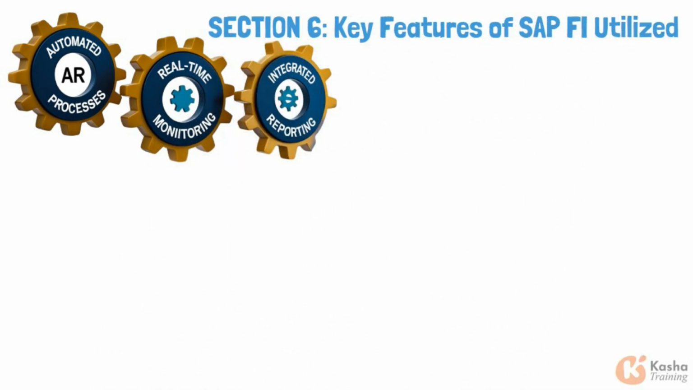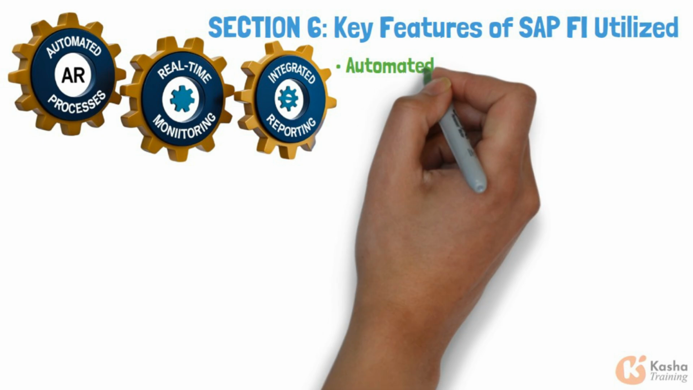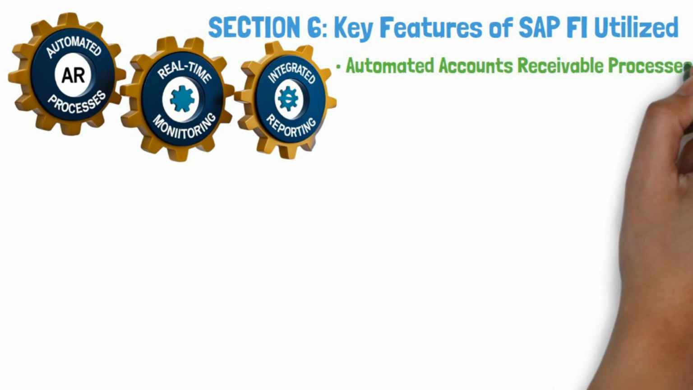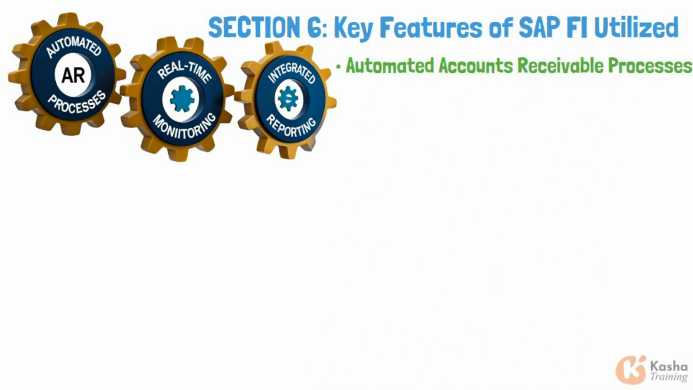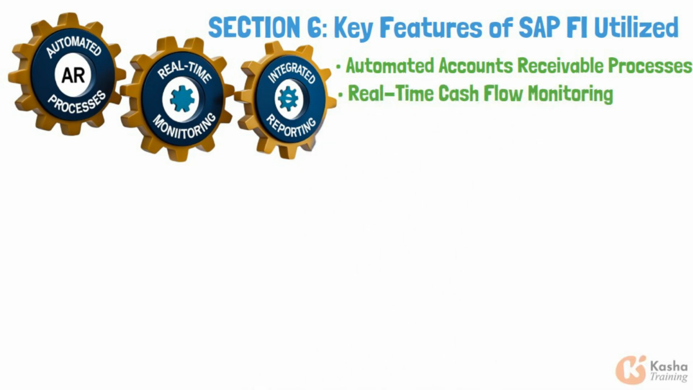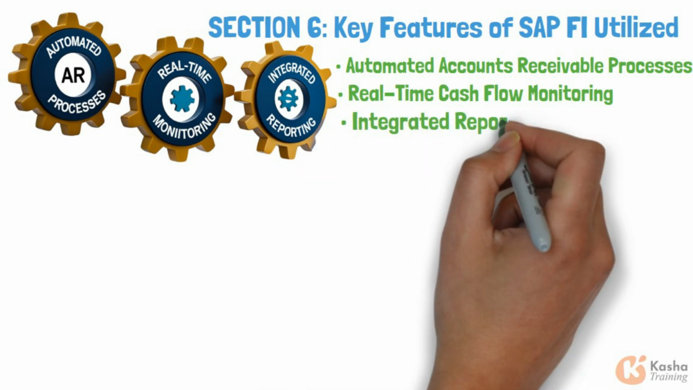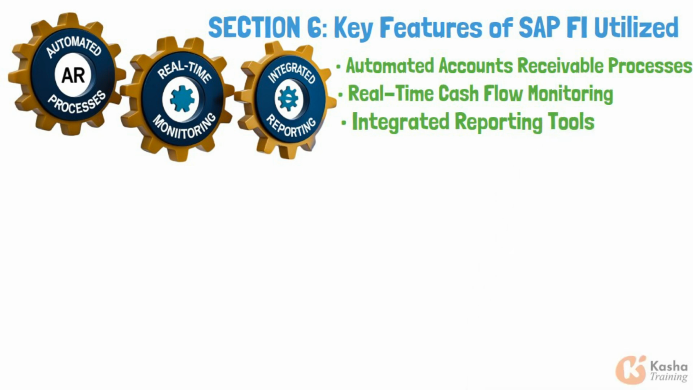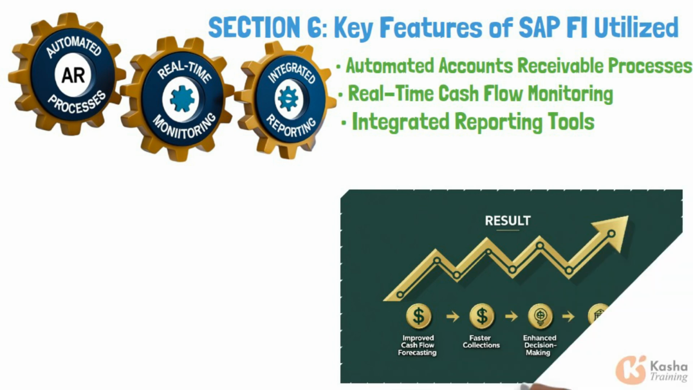The company utilized several key features of SAP FI that significantly improved cash flow management. Automated accounts receivable processes: automation reduced the time taken to process invoices and follow up on payments. Real-time cash flow monitoring: the finance team gained access to real-time dashboards displaying current cash positions and forecasts. Integrated reporting tools: comprehensive reporting capabilities allowed for better analysis of cash flow trends and patterns.